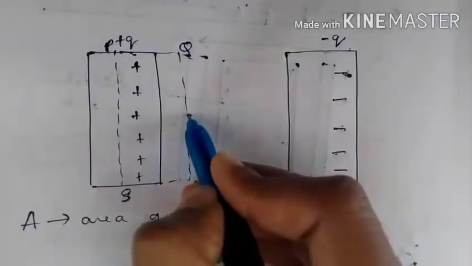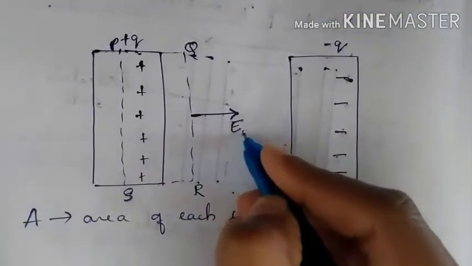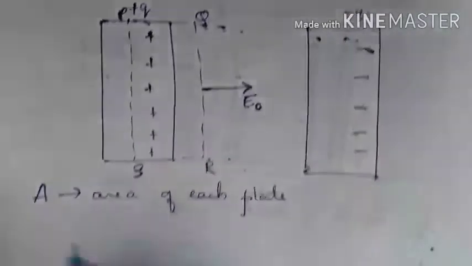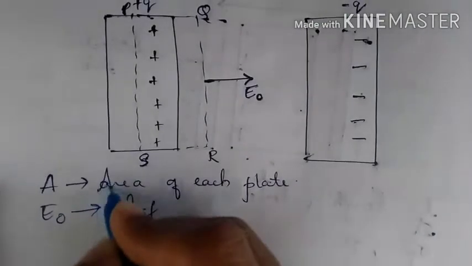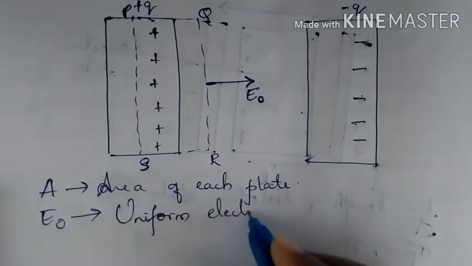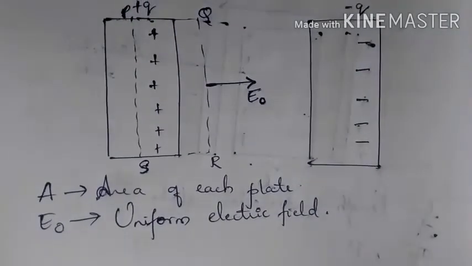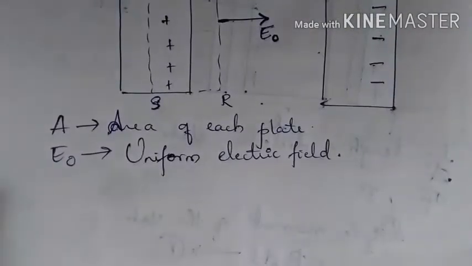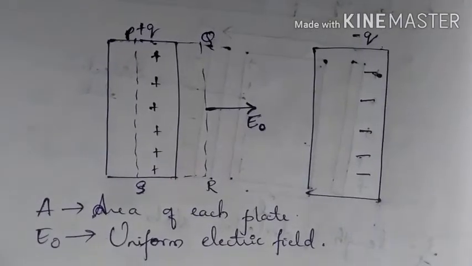So let us denote the direction of the electric field. So this is the direction of electric field. So E naught is the uniform electric field. Next, what we have done? So we have drawn the Gaussian surface.